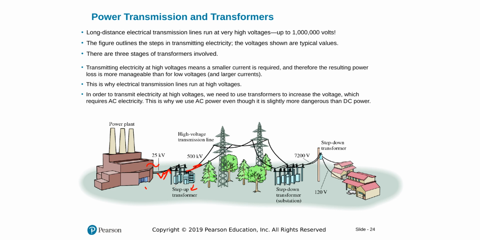We send it through the wires, and as it comes out to our home, we don't want to carry 500 kilovolts into our homes. Very dangerous, and none of the devices work with that. So we decrease it as we send it to our homes. And for that, we use what we call a step-down transformer.